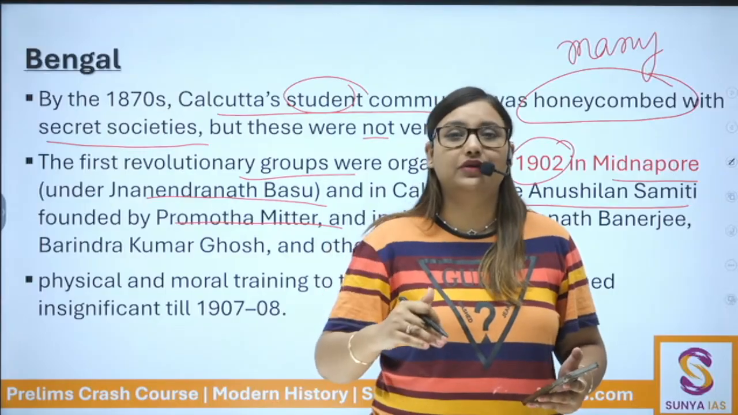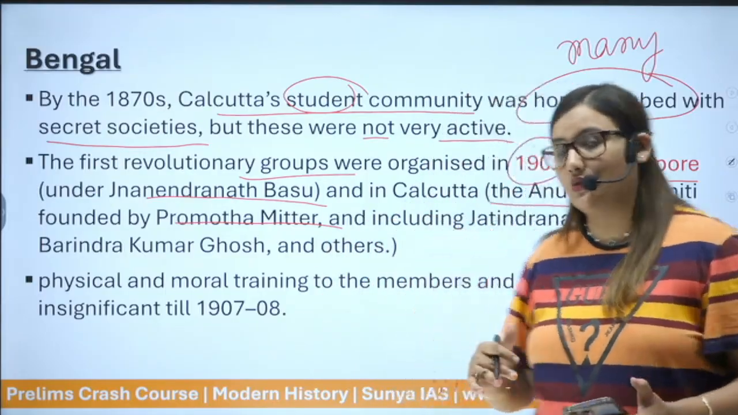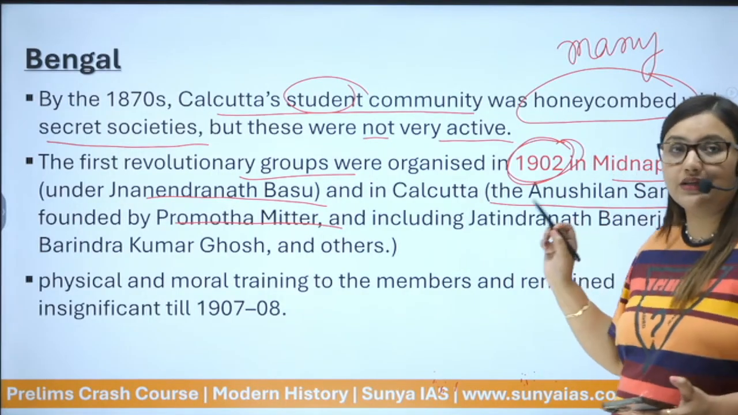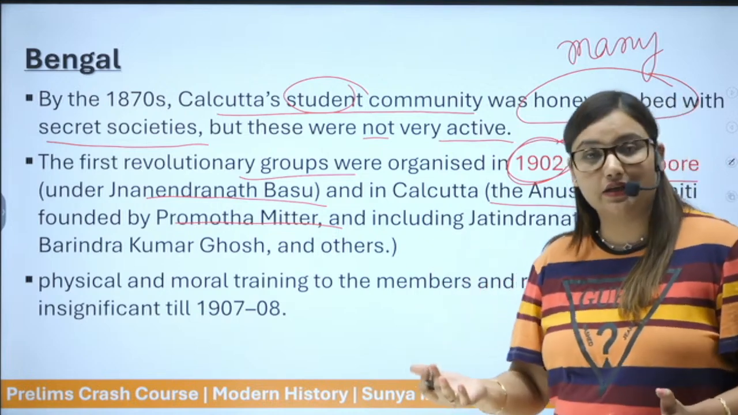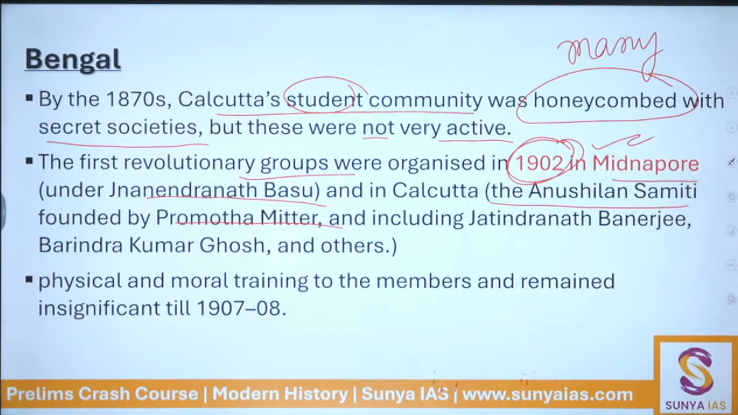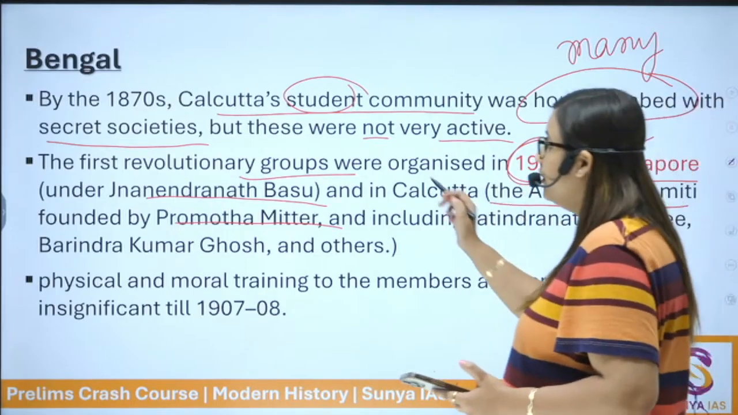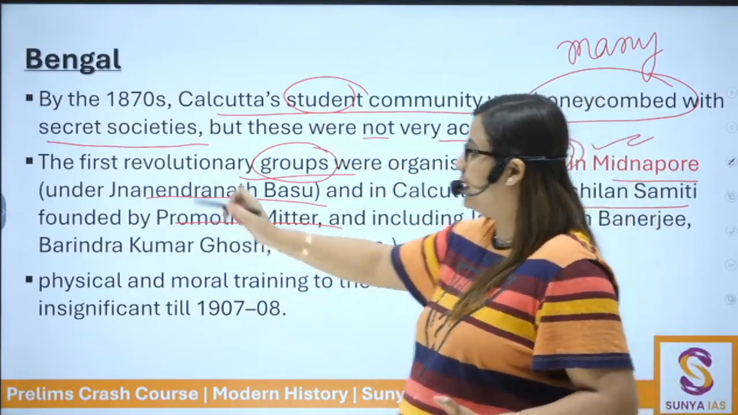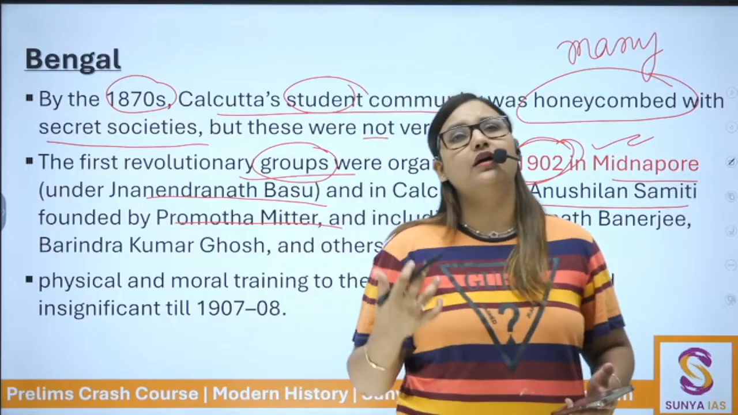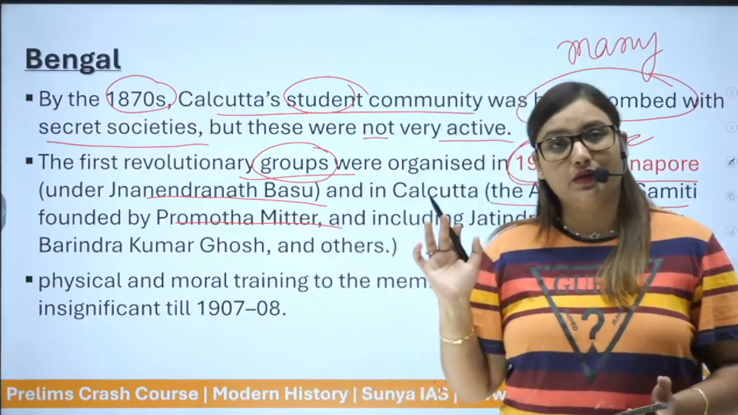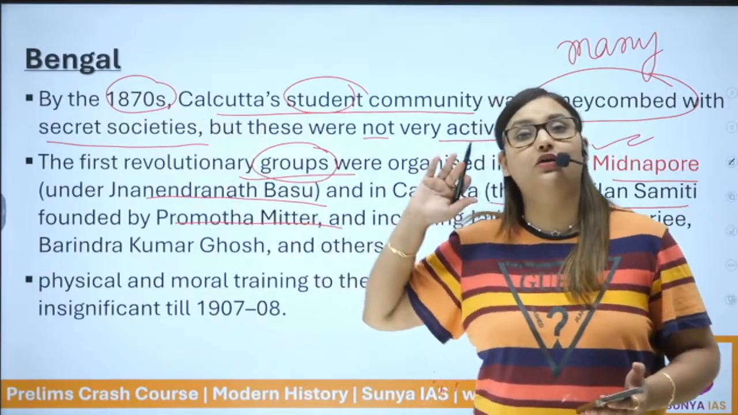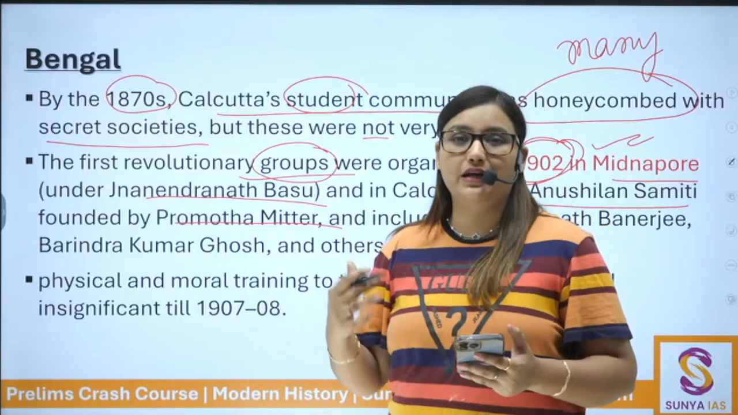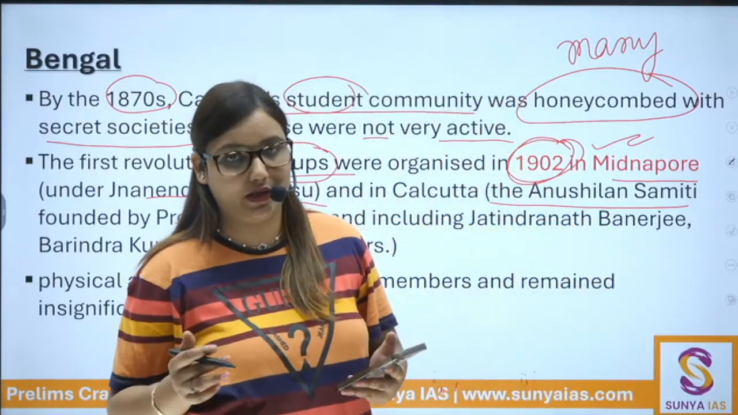Fine. And after that, in 1902 only, the Midnapur group was there, in which the first revolutionary groups were getting organized. So that means even before the partition of Bengal, we had a few groups, right? If we talk about the Calcutta student community, they started meeting by the 1870s only. So you can say that they were working before the foundation of Congress, right? So I hope you got the point why I stated that date of 1907, because of the Surat split. I mentioned it.